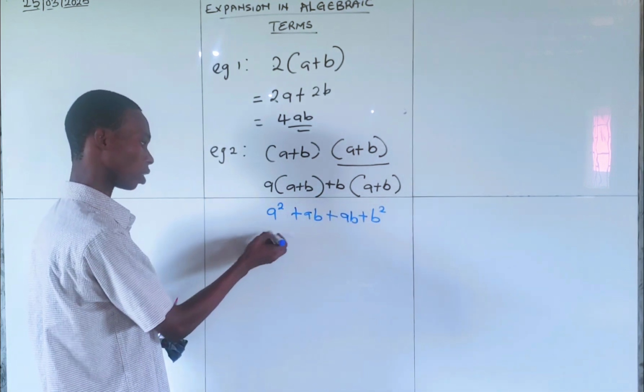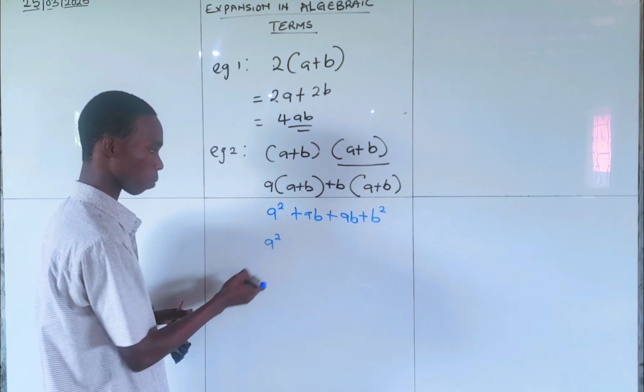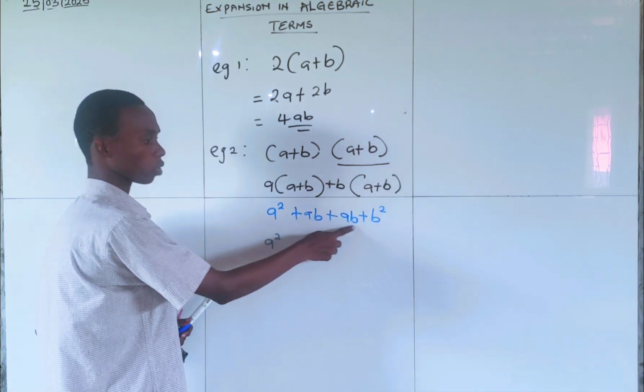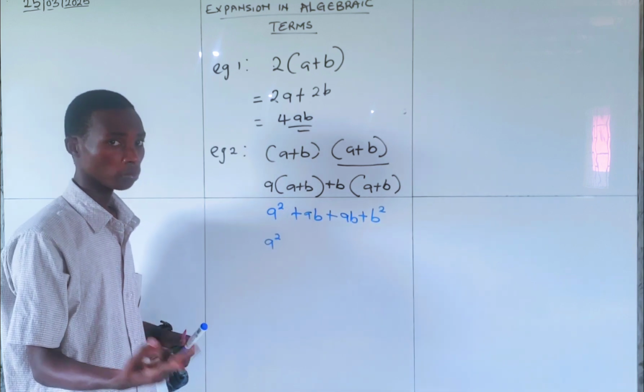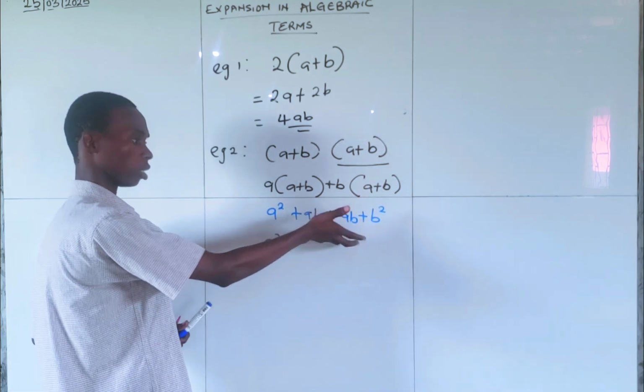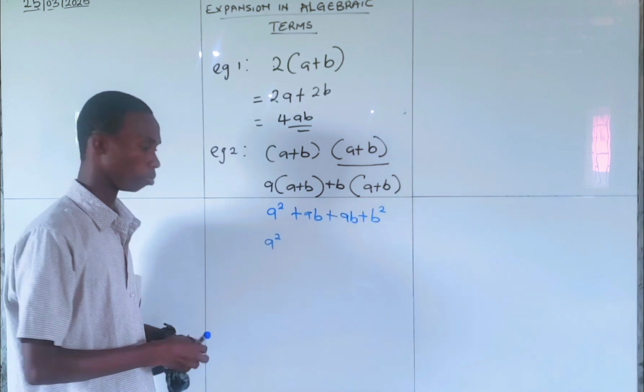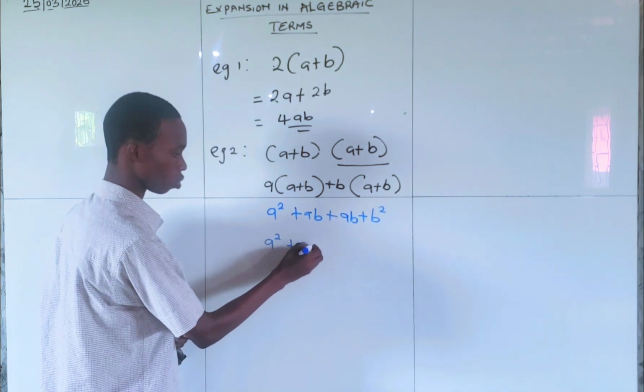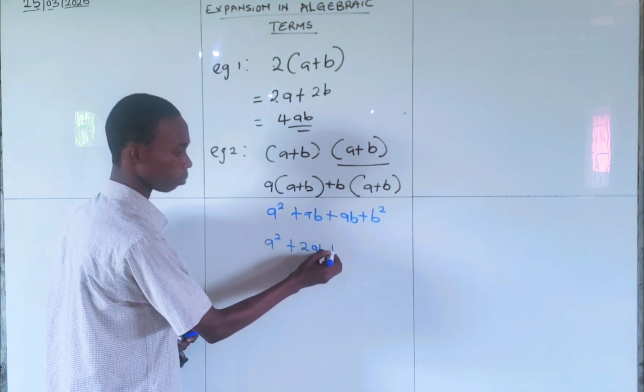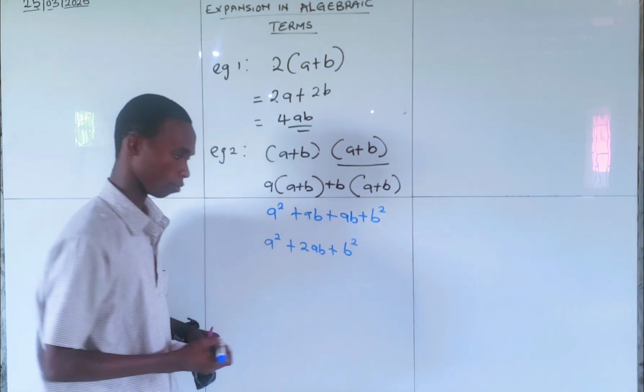So now let's bring down this a raised to the power of 2. And then ab plus ab will give us what? 2ab, because we are having ab here and ab here, so it's giving us 2 of the ab. So we put plus 2ab, and then plus b raised to the power of 2.